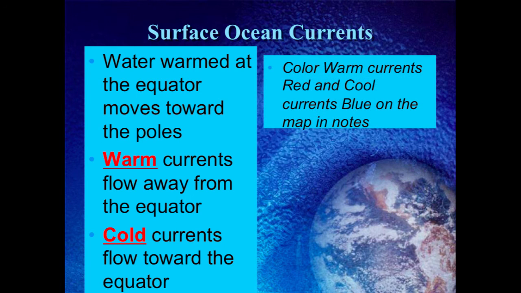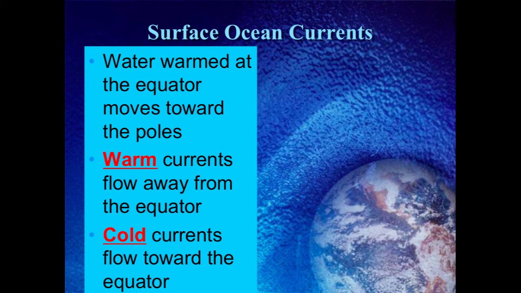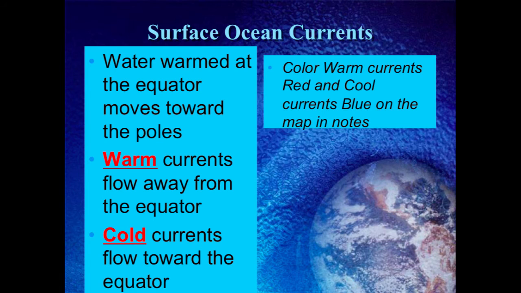So warm water at the equator is always going to move towards the poles. It is trying to take that heat away from the equator and take it to an area that needs it. So warm currents are always going to flow away from the equator, and because water is less dense when it's warm, it's mainly traveling along the surface. And cold ocean currents are going to be flowing towards the equator to heat up. And because water is a lot more dense when it's cold, these currents are going to be running deep at the bottom of the ocean.